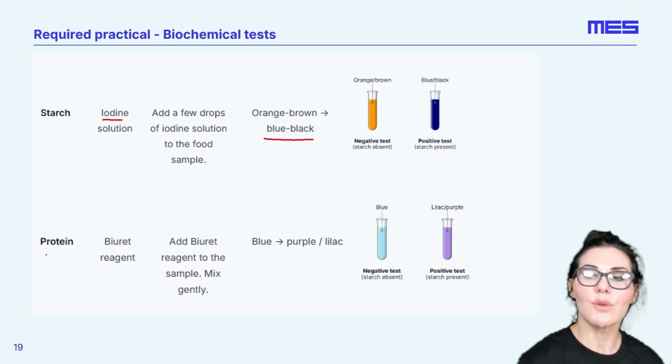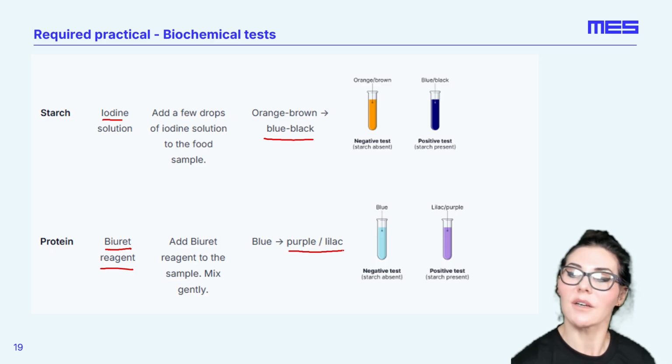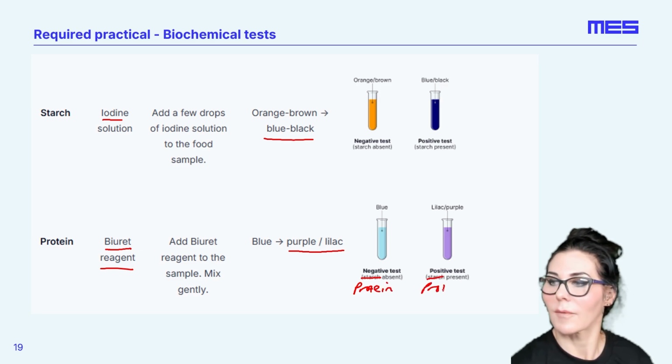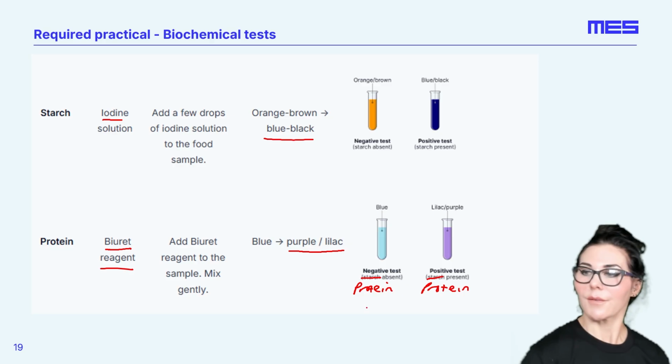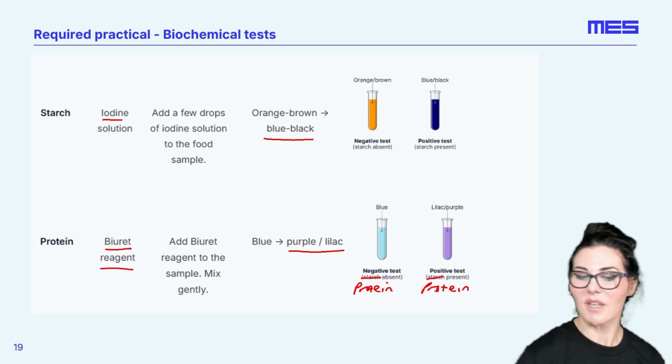Protein uses a reagent called the biuret reagent, which is blue. It's like a nice pale blue. And when you mix it with a sample of food that contains protein, it will go to purple or lilac. If there's no protein there, it just stays blue. That actually should say protein there, and so should that. So we've got our negative test where protein is absent and our positive test where protein is present.